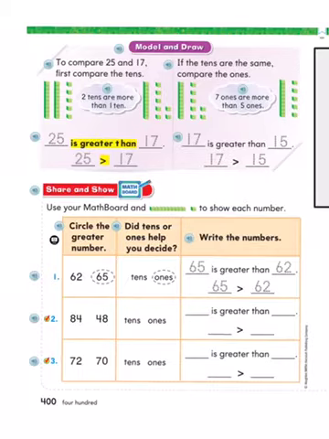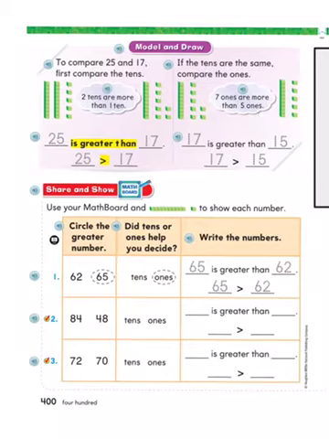Now look over here. It says if the tens are the same, compare the ones. So here we have 110 and then 110. So I don't really know which one is greater than the other yet. So let me look at the ones. We have 1, 2, 3, 4, 5, 6, 7 ones compared to 1, 2, 3, 4, 5 ones. So I know that 7 ones are greater than 5 ones. 7 ones are more than 5 ones.